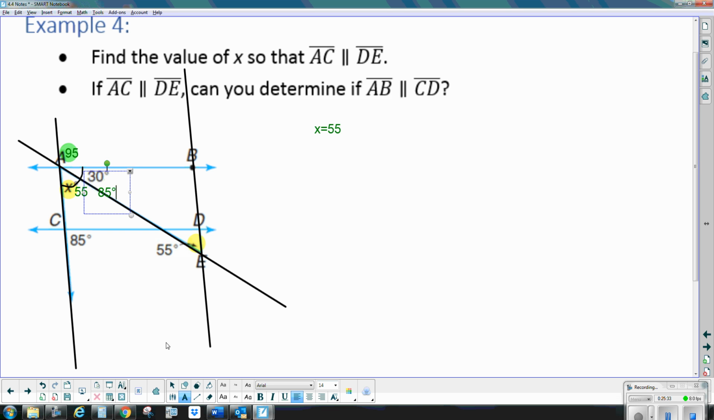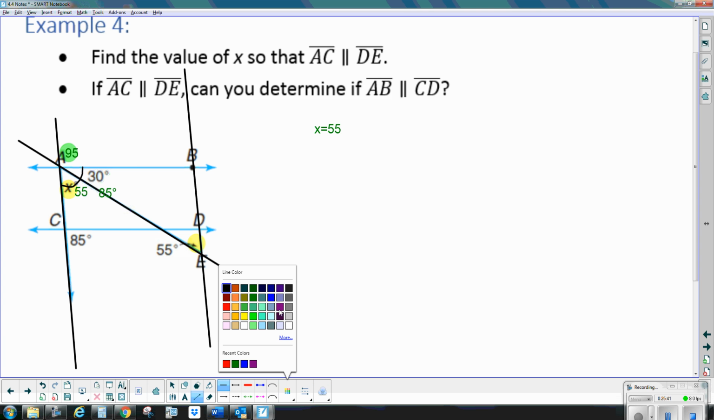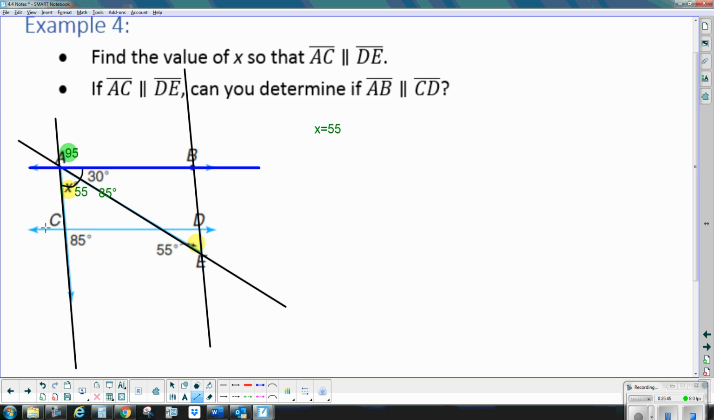Now I'm looking to see if AB and CD are parallel. So I'm going to go ahead and highlight those angles. And we'll use blue this time. So are AB and CD parallel? I'm going to use AC as the transversal.